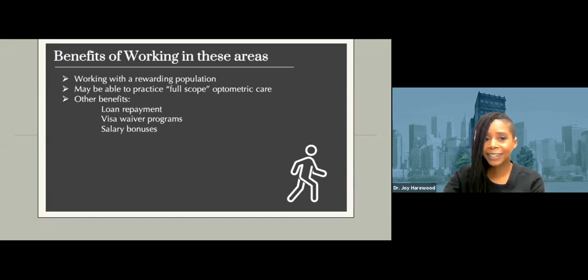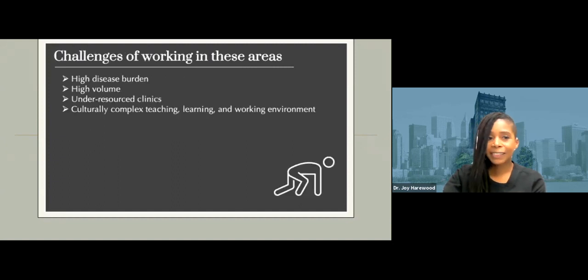So while it is great to work in these areas, just like there's two sides to every coin, there are some challenges as well. Often there's a high disease burden. I mean, you'll have patients who may have many different comorbidities in the same patient. Sometimes it can be a very high volume practice. Sometimes you're under-resourced. When I started working at SUNY, I was amazed at the level of resources that I had access to. And finally, it's a culturally complex teaching, learning, and working environment.